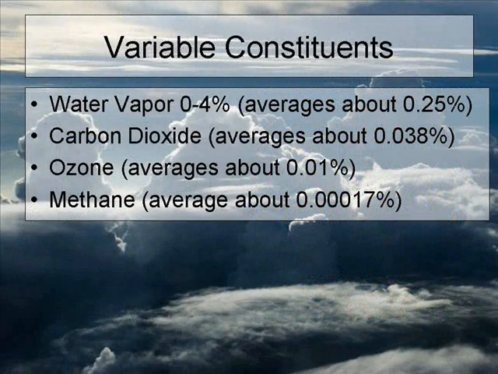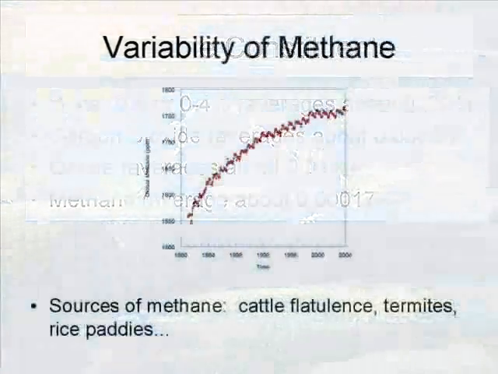Our final variable constituent of the atmosphere is methane. Methane, again, varies quite a bit from place to place and from time to time. Its average is quite a small number. What do I have here? 0.00017%. That's on the order of parts per billion. Methane, on the other hand, varies in the sense that it has increased with respect to time.